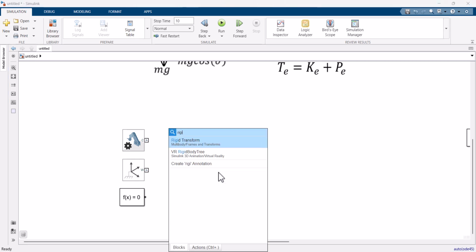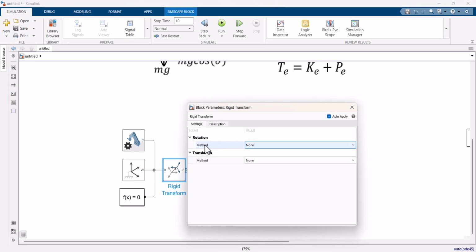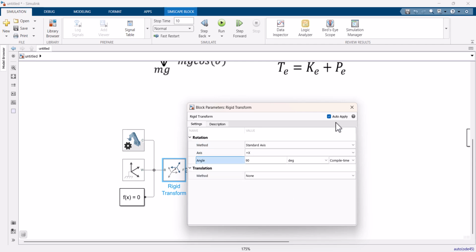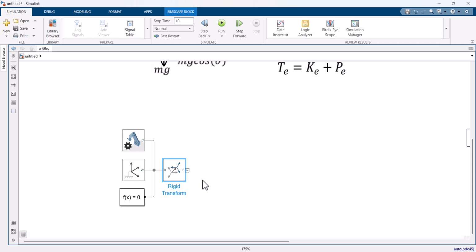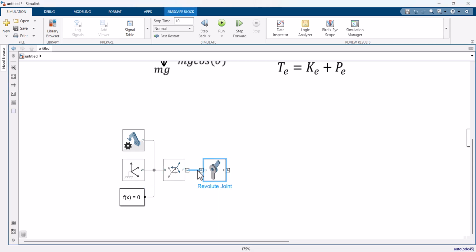So I need a rigid transform. I can attach it with the world frame. I can attach this mechanism configuration and solver configuration anywhere to the model, but let me attach it at the very start. From this rigid transform, I need a rotation about x-axis of 90 degrees. Now my z-axis will be pointing outwards. I can attach a revolute joint over here. Okay, so this is my revolute joint. And now my z-axis is pointing outwards.